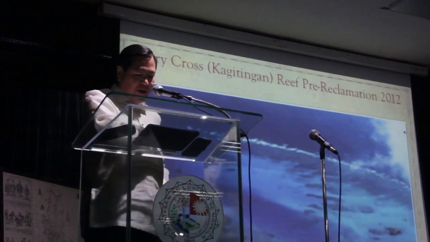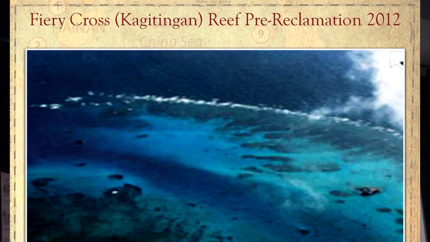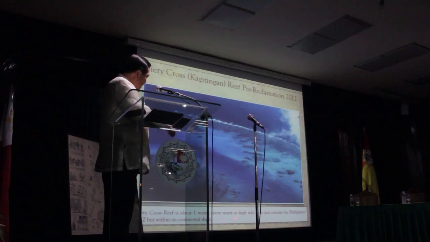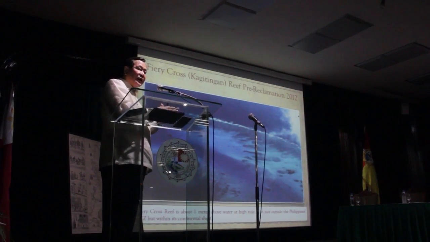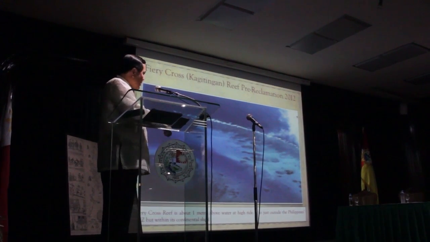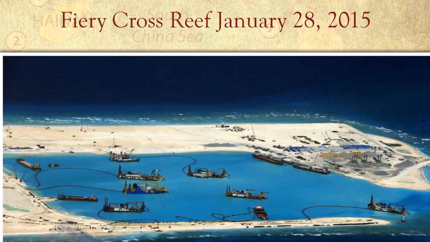Let's go to the reclamations. This is Fiery Cross Reef before the reclamation. It's 1 meter above water at high tide. It is outside the Philippines EEZ but within our continental shelf. So being above water at high tide, it is territory. There's a territorial sea, there's a territorial airspace. Next slide. This is how it looked like January 28.